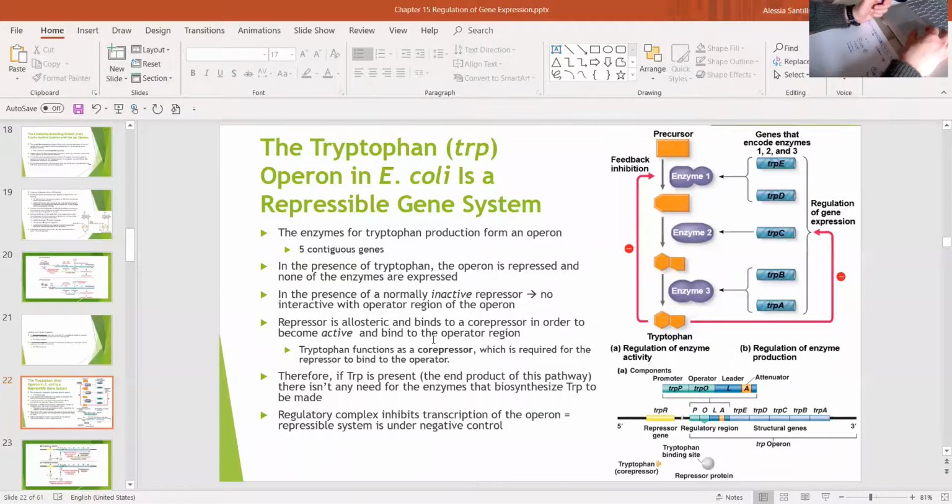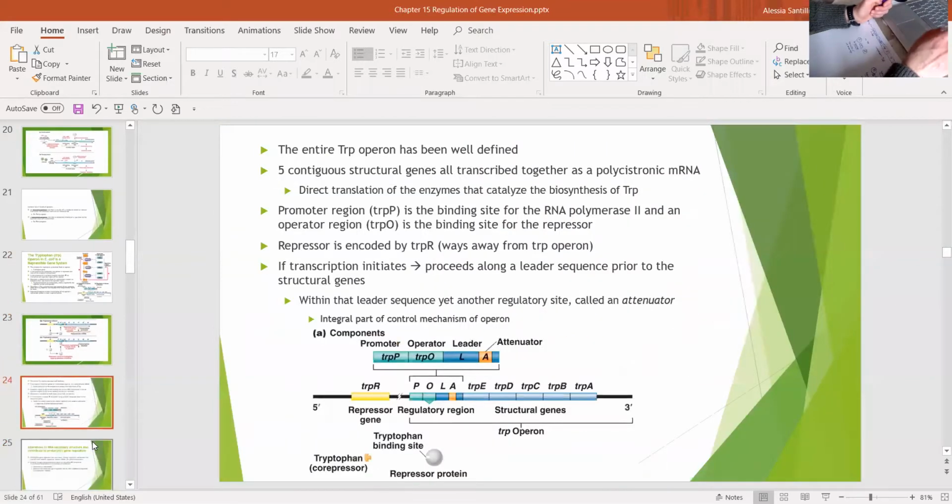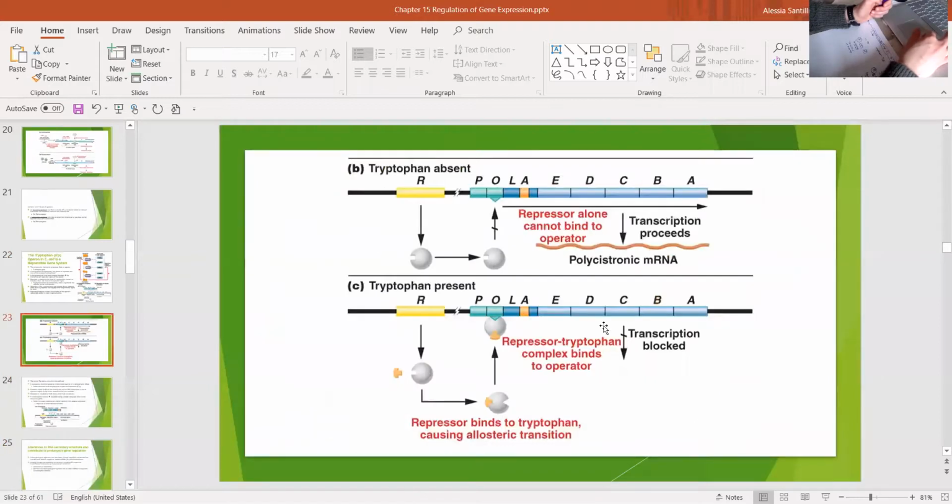This is again a repressible system under negative control. And this way the bacteria doesn't make too much tryptophan when there is no need, and it makes tryptophan when there is a need, right? So again, look at these pictures because they're a lot better than mine.